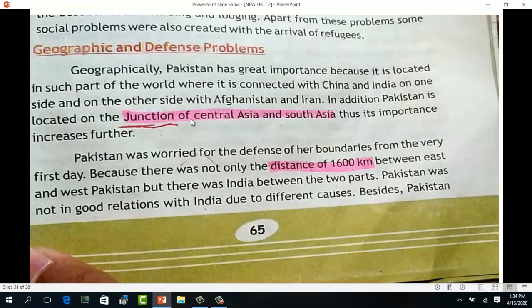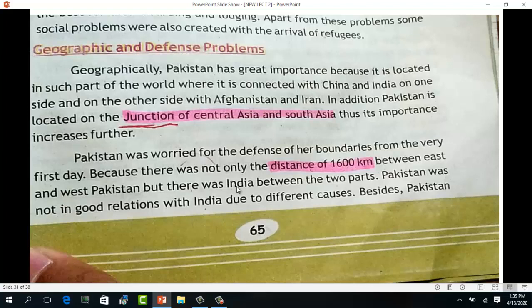In addition, it is a junction of Central Asia and South Asia, thus its importance increased further. Pakistan was worried for the defense of her boundaries from the very first day because there was a distance of 1600 kilometers between East and West Pakistan. But there was India. I already explained this sentence: Pakistan was worried from the first day. Why worried? Because the distance between East and West Pakistan was 1600 kilometers.